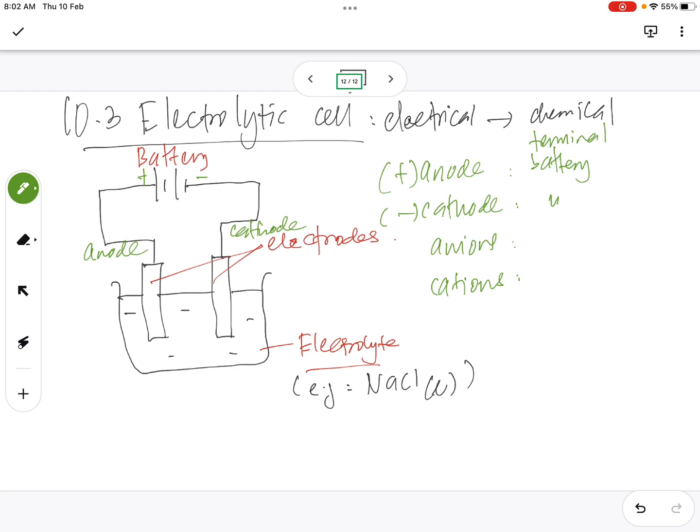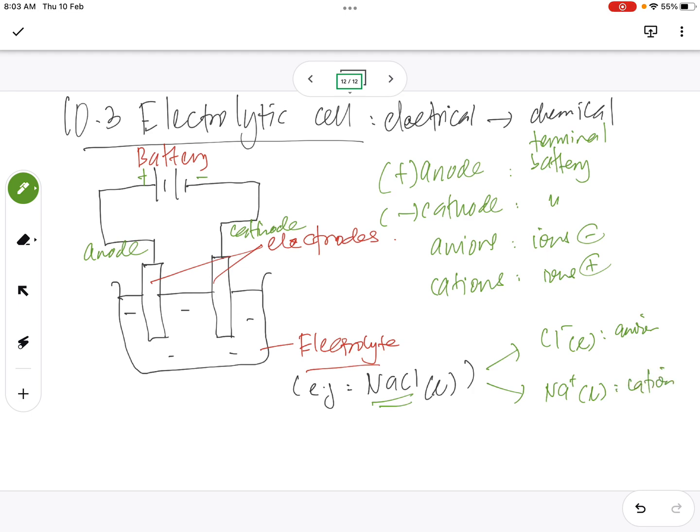Okay. Anions are ions that are charged negative. Cations are ions that are charged positive. Okay. So in this case, in our electrolyte, we will have one anion, which is Cl negative molten, and we also have Na plus molten as the cation. So this is our anion, negative charge, and this is our cation, positive charge.